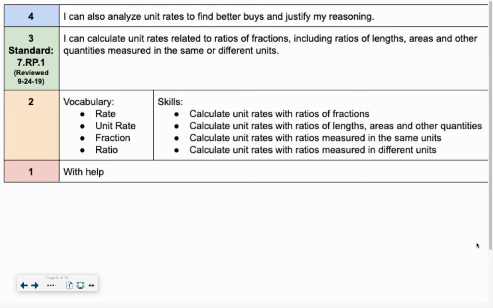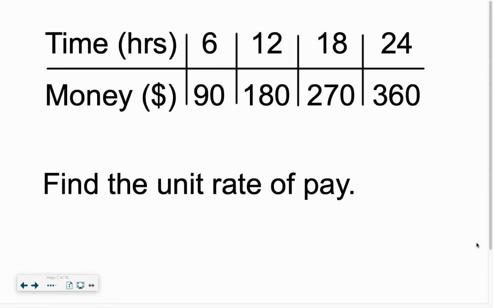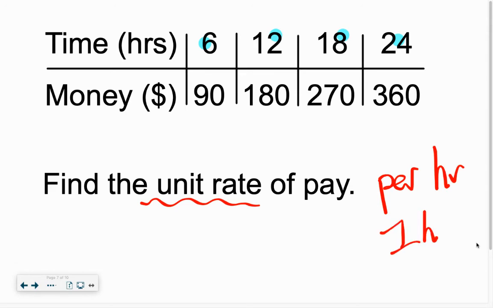Why are we doing this? Because we're talking about finding rates and ratios. In this next slide, we're going to talk about a unit rate as well. And you can see we've got to do some skills here with calculating unit rates. So let's do that. It says find the unit rate of pay. Here's a table, what you get paid. Unit rate means I don't want to know how much money I get paid in 6 hours or 12 hours or 18 or 24. I want to know what I get paid per hour, or in 1 hour.